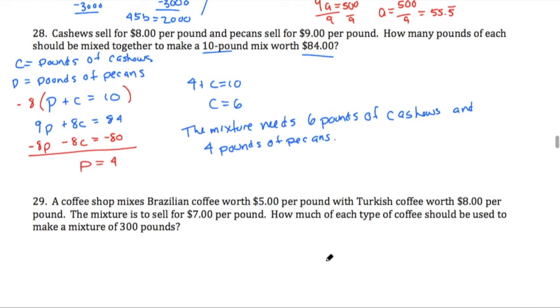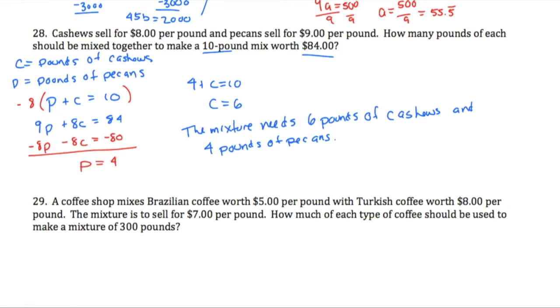Okay, so for this next one, we've got a coffee shop that mixes Brazilian coffee worth $5 per pound with Turkish coffee worth $8 per pound. The mixture is to sell for $7 per pound. So how much of each type of coffee should be used to make a mixture of 300 pounds?